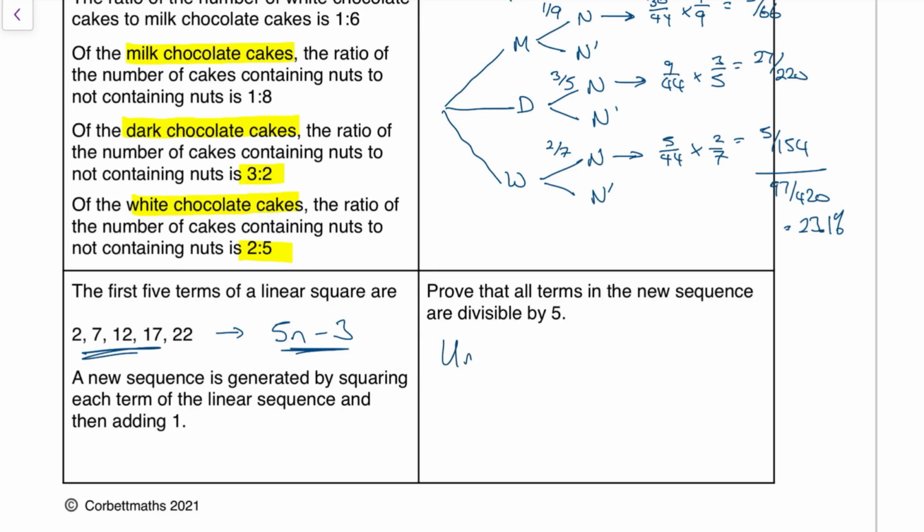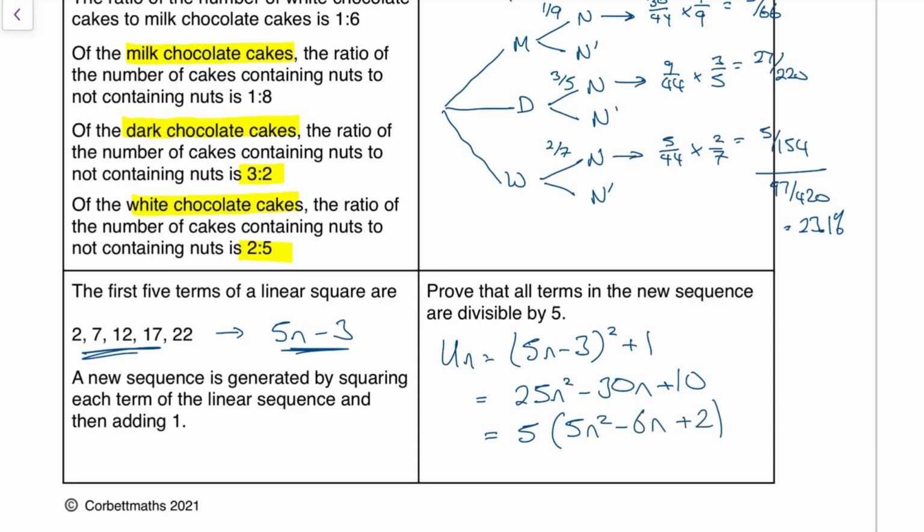Okay, so I'm basically going to work out what the nth term of the new sequence is. So what I'm going to do is take my 5n minus 3. I'm going to square it, then I'm going to add 1. And then what I'm hoping for is something with a 5 that falls out. So let's do that. If I expand the brackets, that's going to be 25n squared. Minus 3 times 5 is minus 15, double it is minus 30n. Minus 3 times minus 3 is plus 9, plus 1 is going to be 10. And I can indeed factorise a 5 out, which is going to give me, not 2, it's going to give me 5n squared minus 6n plus 2.